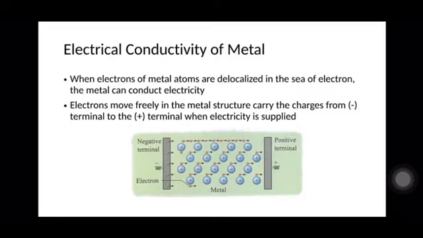Okay, as you can see on the diagram. So the negative terminal, so the electrons, right, the charges, dia move daripada negative terminal to the positive terminal when electricity is supplied. Understood, guys?